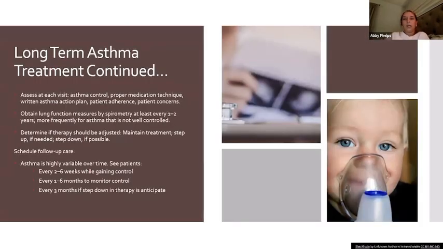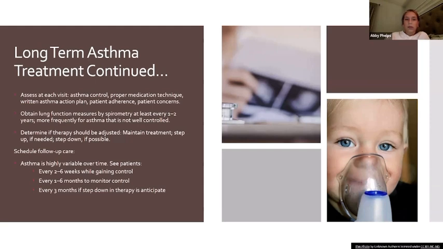So long-term asthma treatment continued. So first, assess at each visit: asthma control, proper medication techniques. So using your MDIs with spacers is an example. Written asthma action plan, patient adherence, patient concerns, obtain lung function measures by spirometry, PFTs at least every 1 to 2 years, more frequently for asthma that is not well controlled, just so you can help with their treatment.